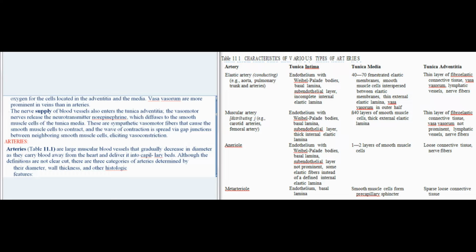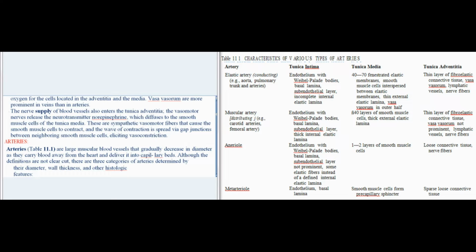Vasa vasorum are more prominent in veins than in arteries. The nerve supply of blood vessels also enters the tunica adventitia. The vasomotor nerves release the neurotransmitter norepinephrine, which diffuses to the smooth muscle cells of the tunica media. These are sympathetic vasomotor fibers that cause the smooth muscle cells to contract, and the wave of contraction is spread via gap junctions between neighboring smooth muscle cells, eliciting vasoconstriction.